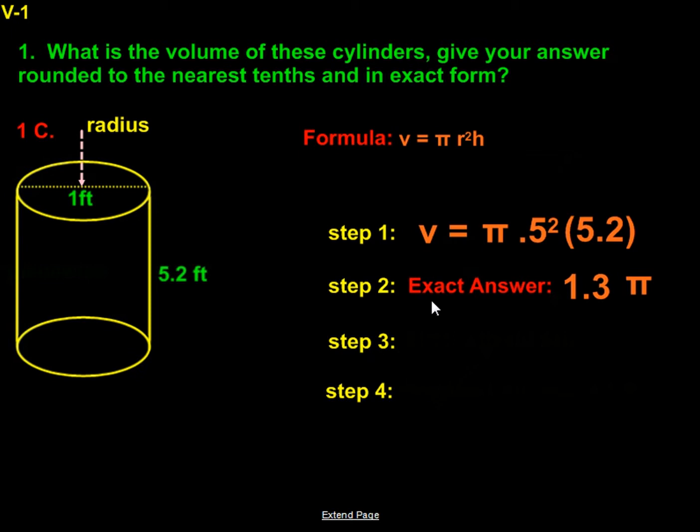To get the rounded answer, we have to go through a couple of steps. We need to plug all this information into the calculator. So you're going to have pi times 0.5 to the second power times 5.2. And we need to show what's known as FCD, or full calculator display. When you do that, you're going to get 4.08407045. With this information, we can then get the rounded answer, which works out to be 4.1 feet cubed. So based on that, we know that the volume of this cylinder is 4.1 feet cubed.